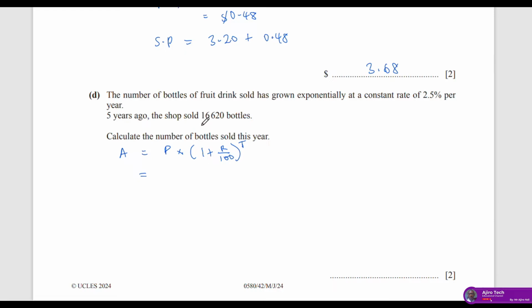The principal should be the amount 5 years ago, 16620 multiplied by (1 plus 12.5 over 100). What's the power? How many years? 5 years. So if I multiply this, I will get my answer. That gives me 18804.005. Approximately, I have 18804 bottles.